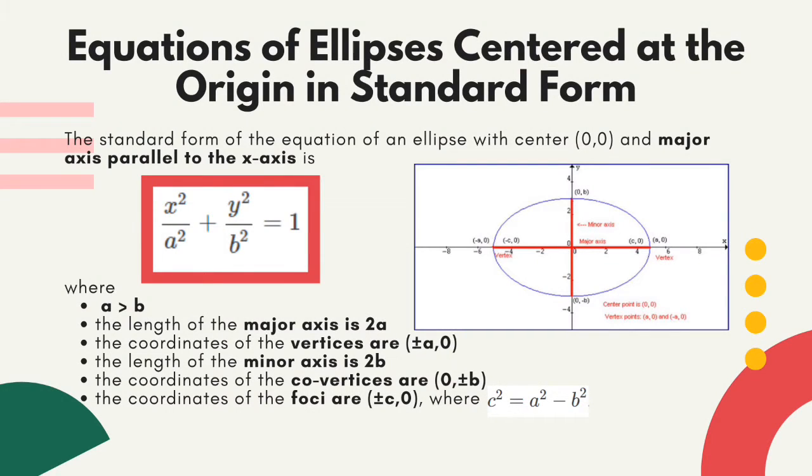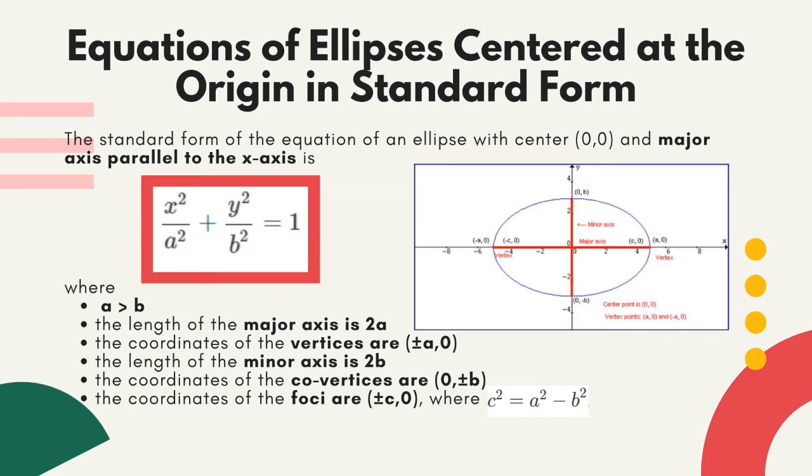The standard form of the equation of an ellipse with center at the origin and has a major axis parallel to the x-axis, or is a horizontal ellipse, is x squared over a squared plus y squared over b squared equals 1. Wherein a is greater than b. The length of the major axis is 2a, and the coordinates of the vertices are plus minus a, 0. The length of the minor axis is 2b.